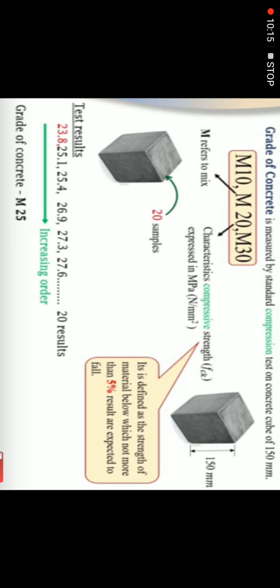So the cubes are tested in the compressive testing machine, that is the CTM machine. After applying load, it will collapse. So finally the readings will be captured, the load at which the cubes collapse will be noted. Okay, so this is the characteristic compressive strength.